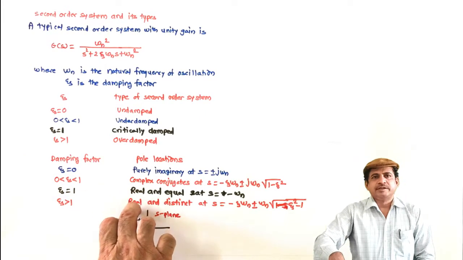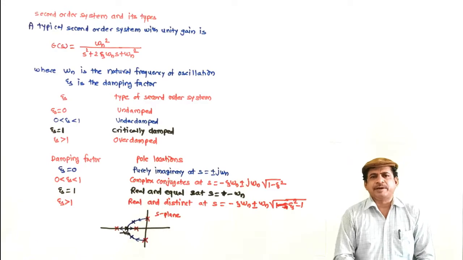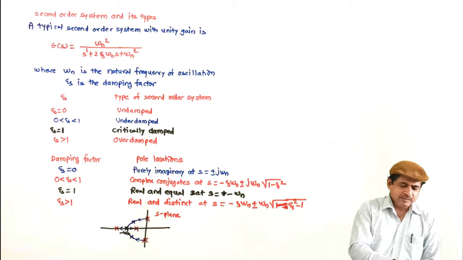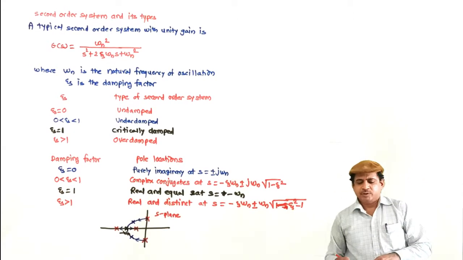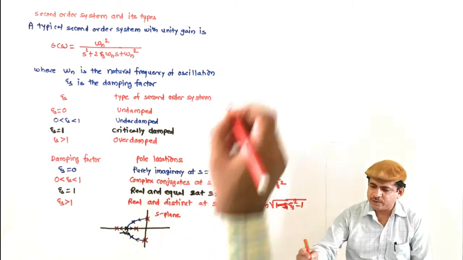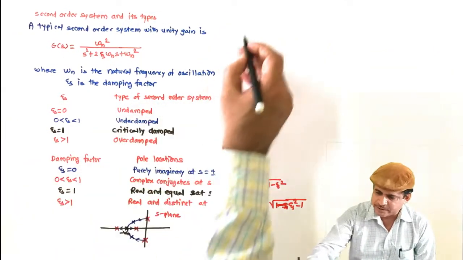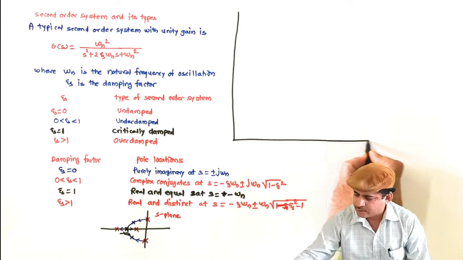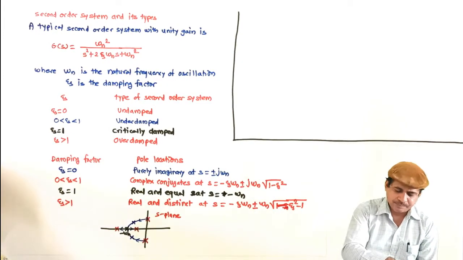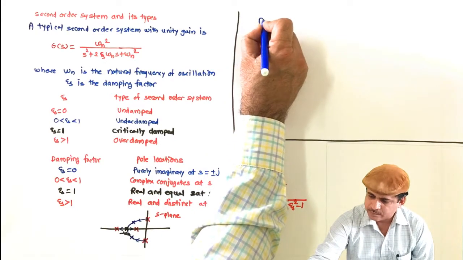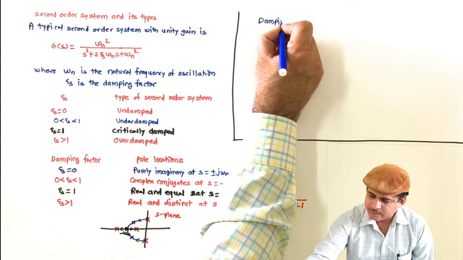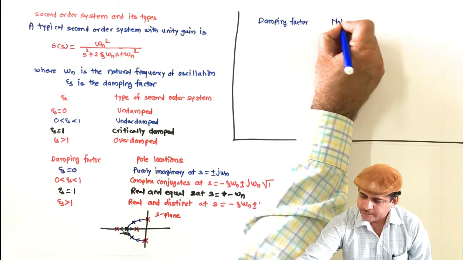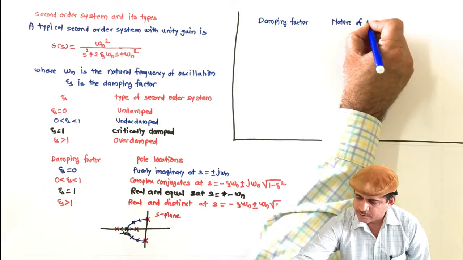Because of this, it is also affecting the time response of the system, and whether it is impulse or step response, you can have the nature of the response depending upon the damping factor. That also we will see. Damping factor, nature of time response.